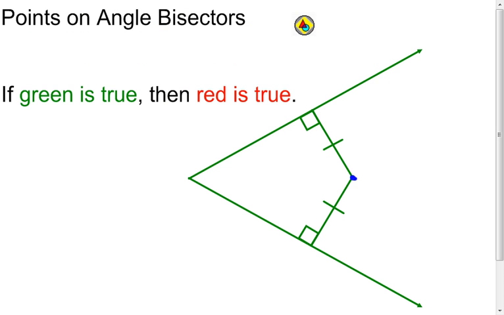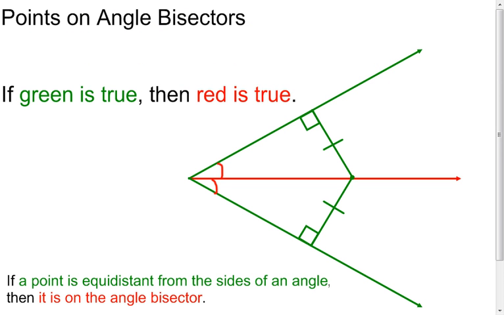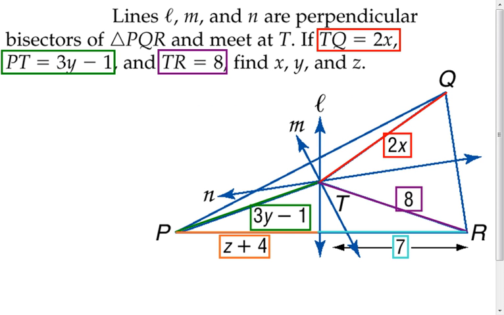If I come back here and on my next slide, just like we said, if a point's equidistant from the two sides of an angle, then it's going to fall on the angle bisector. So those are the 4 theorems from today. There are kind of 2 theorems and then converses of the 2. They go both ways. And I'm going to use one of those theorems in this problem.